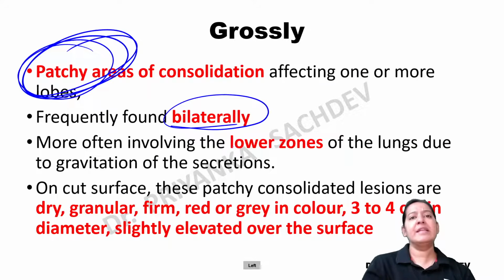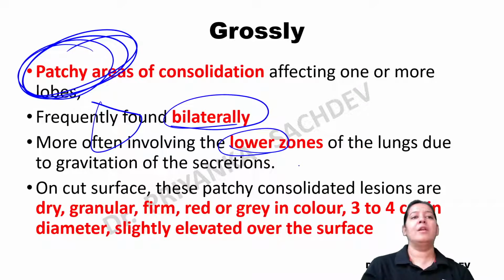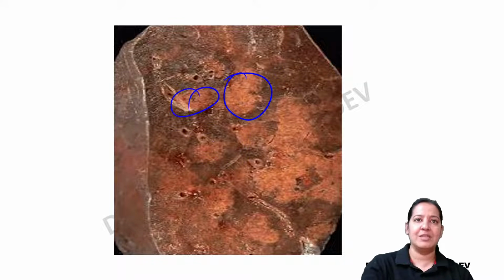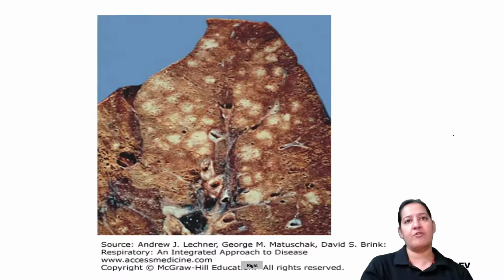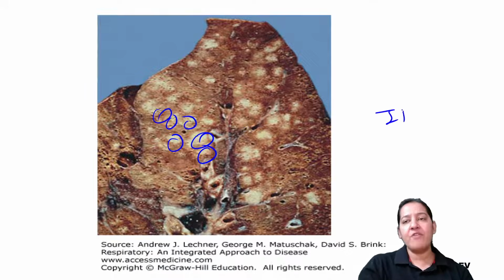You can see it involves the lower lobe. I have drawn it in the lower lobe, so it is more common in the lower lobe. You can see this diagram. This diagram can come in the form of an IBQ in your exam. You can see this patch, this patch, this patch, this patch. So it is patchy. All the diagrams are from Robbins, right? Now these all can come in the form of IBQs.